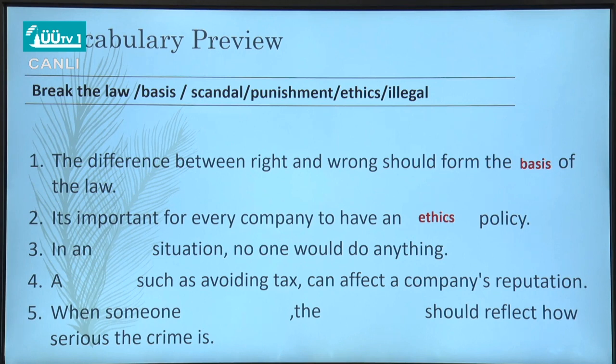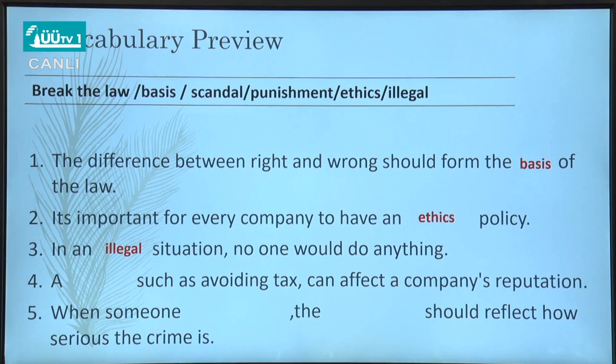In a situation, no one would do anything. So we need an adjective here. We still have illegal, scandal, break the law, or punishment. So the only adjective we have here is illegal. So in an illegal situation, no one would do anything. No one would say, let's defend this guy who did this illegal action. You did something, you broke the law. So it's not accepted. It's not legal. Okay? Moving now to number 4.